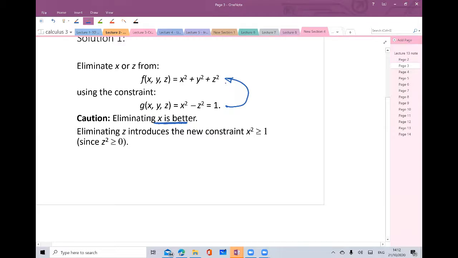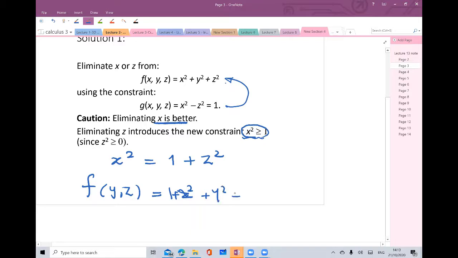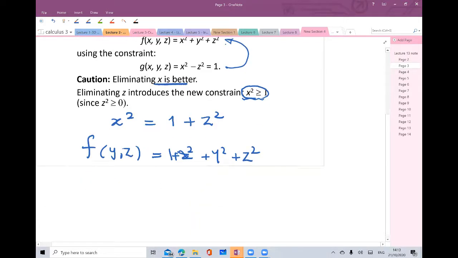Here it is better to eliminate x, because there is another condition on x, but there is no condition on z. So it's better to substitute for x squared, so it is eliminated from my formula. My function will be a function in y and z only. I'm going to eliminate the x, so I'll have 1 plus z squared plus y squared plus z squared. I eliminated the x squared with this relation. So I have 2z squared plus y squared plus 1.